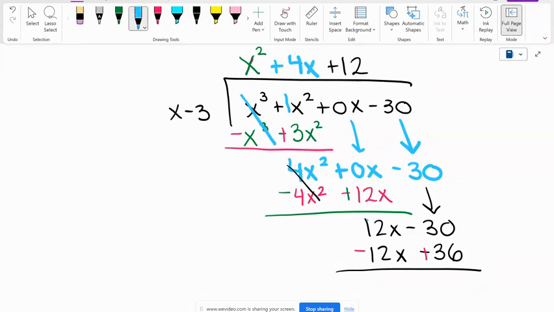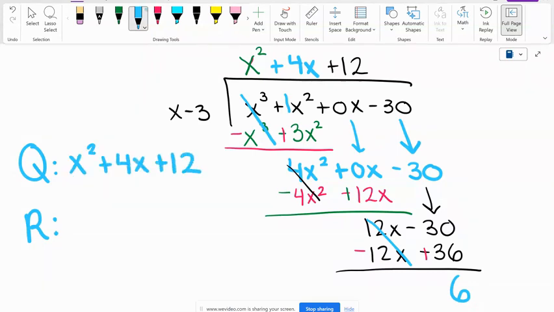The 12x's cancel, and I'm left with a negative 30 plus 36, which leaves us with a 6. Is there anything times x that will get us 6? No. So up here, this is our quotient, and what is 6? Our remainder. And on the test, you'll see it written like this, Q and R, meaning your quotient, which is x squared plus 4x plus 12, and then your remainder, which is 6.